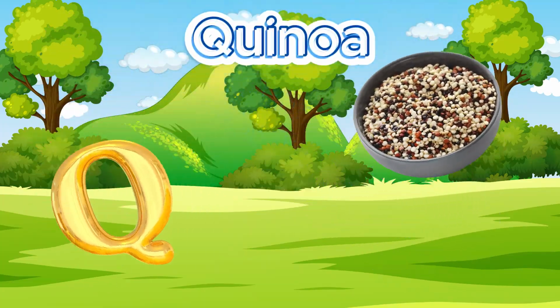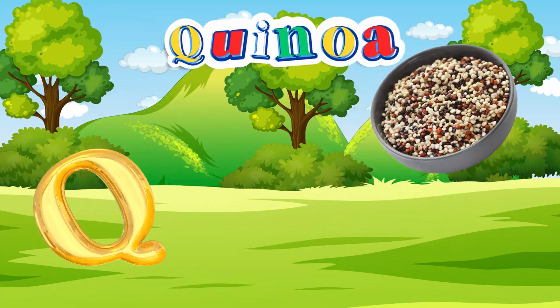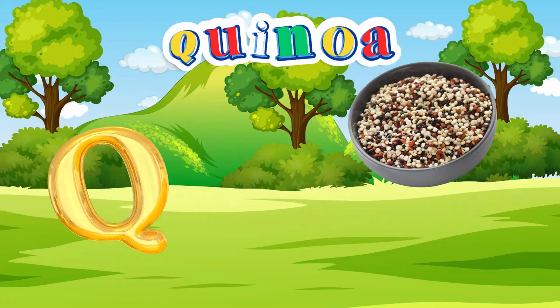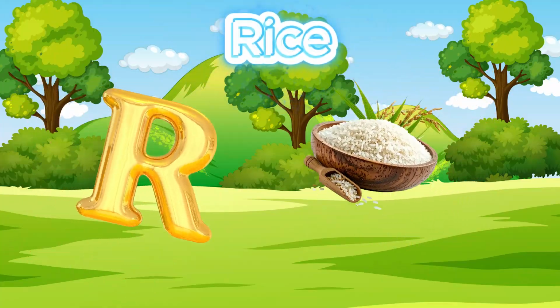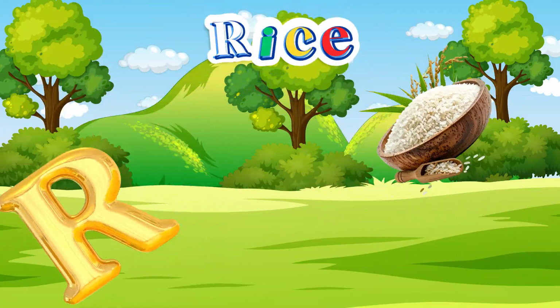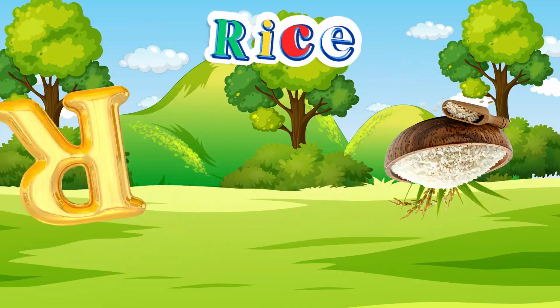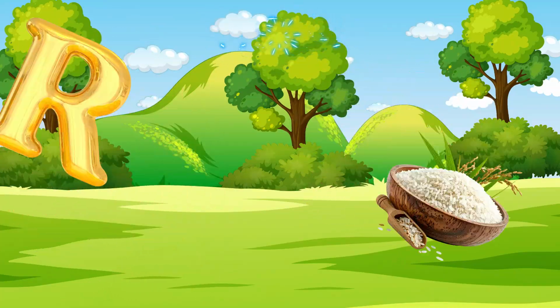Q is for quinoa. Healthy quinoa. R is for rice. O, orange.